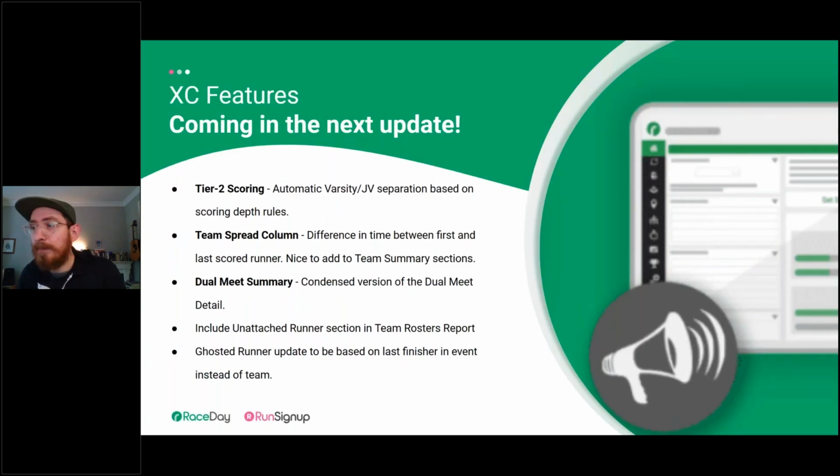All right, so that's pretty much what I wanted to cover today. We went through a whole lot of stuff, I know, but there are some cool things that we have coming in the near future that I wanted to quickly go over. So I mentioned this briefly, Tier 2 scoring. This is that automatic varsity JV separation based on your scoring depth rules.